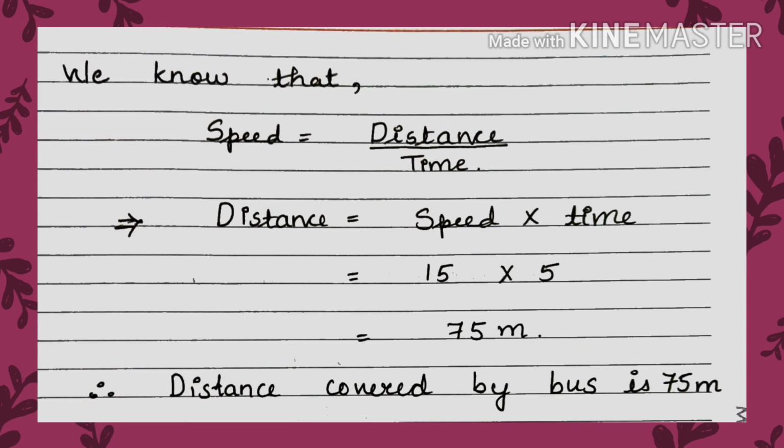Rearranging the above equation. Why? Because we want to find distance. So what will we get after rearranging? We get distance is equal to speed multiplied by time, which is equal to 15 multiplied by 5. We get 75 meters. So what is the answer? Distance covered by the bus is 75 meters. Isn't it very easy? Yes.